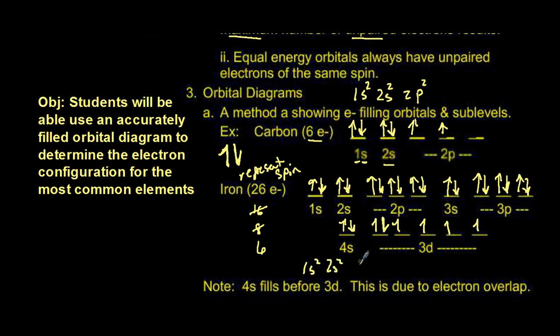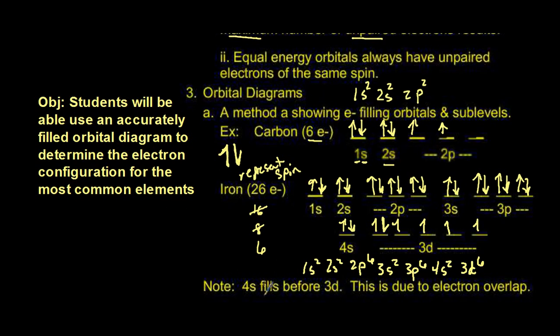2s2 electrons, 2p6 electrons, 3s2 electrons, 3p6 electrons, 4s2 electrons, and 3d, how many electrons? There are 6 electrons there. This would be the electron configuration.